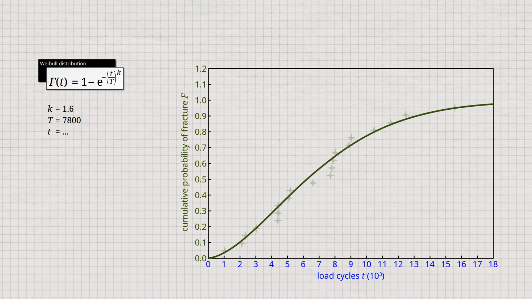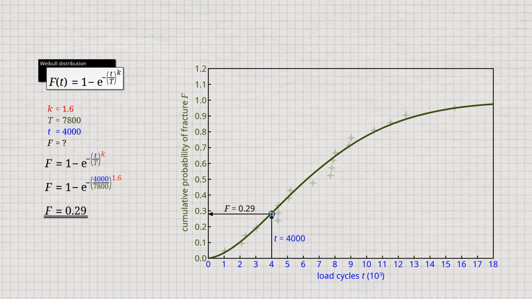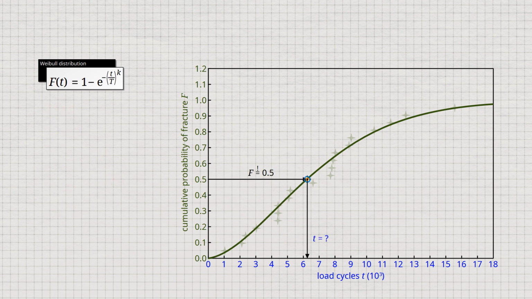For example, if we want to know the probability of a specimen breaking within the first 4,000 load cycles, we set the value 4,000 for the variable t and calculate the corresponding probability f. In this case, the probability of failure is 0.29, that is 29%. Thus, on statistical average, 29 out of 100 samples will break within the first 4,000 load cycles. Conversely, we can now also determine the number of load cycles at which, for example, 50% of the samples have failed.